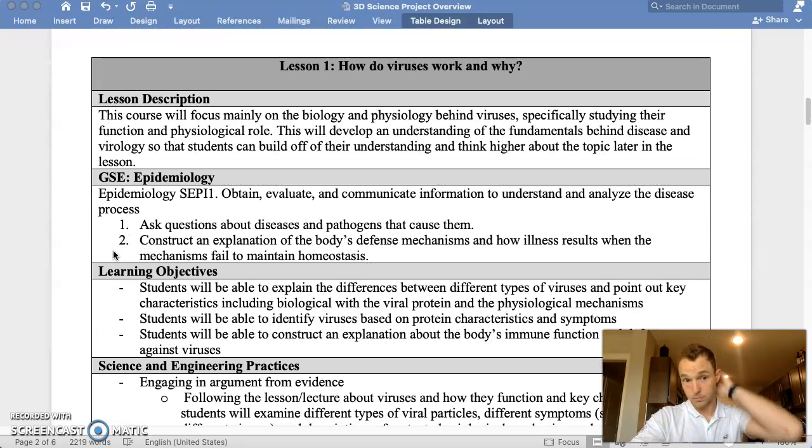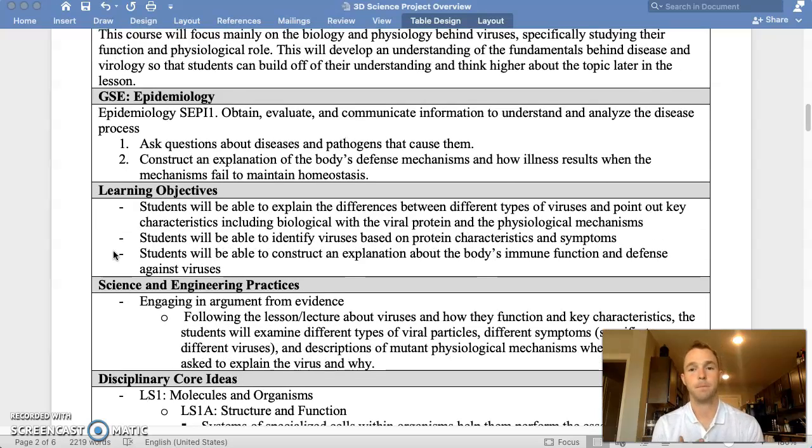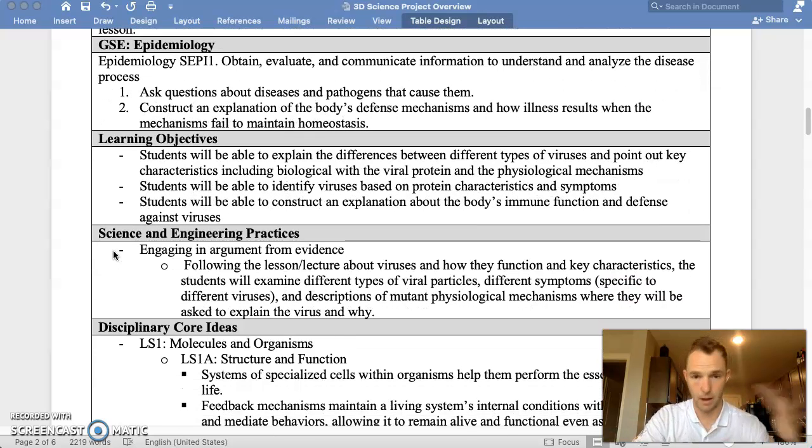So the first lesson, how do viruses work and why? This focuses specifically on the biology and physiology just behind viruses in general, specifically studying their function and the physiological role. So how viruses get into the body, how they propagate through the body, and then the physiological ramifications once they're in the body. So this is so we can develop a better understanding of virology and then use it to think later in the lessons about a higher level of thinking.